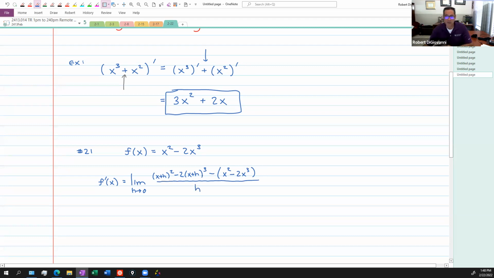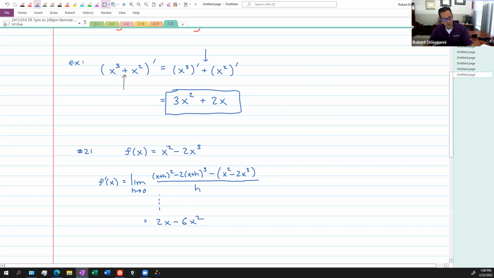If you did this homework problem, you then had to expand x plus h squared, then x plus h cubed, multiply everything out, distribute, collect like terms, get things to cancel, and then factor an h out, and the h would cancel. I can promise you that the answer you got should have been 2x minus 6x squared. That's what you should have gotten at the end of all of that, and it probably took you a while. But now we can do this without any of it.